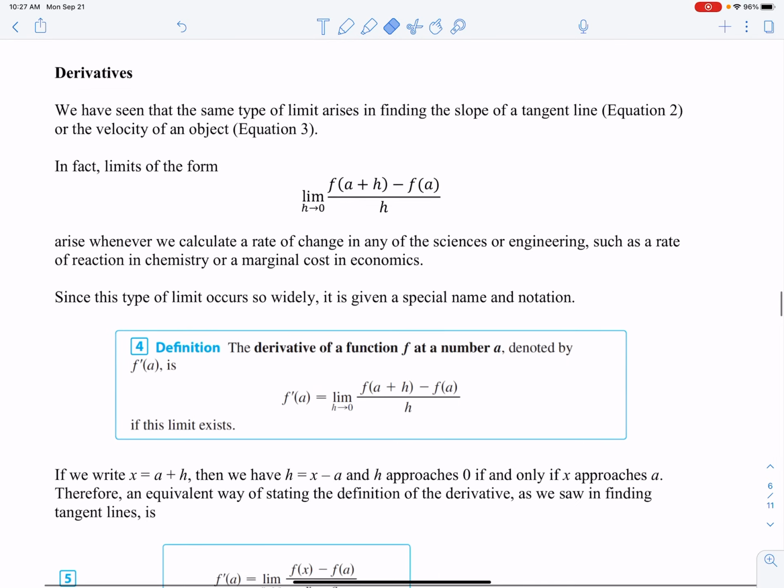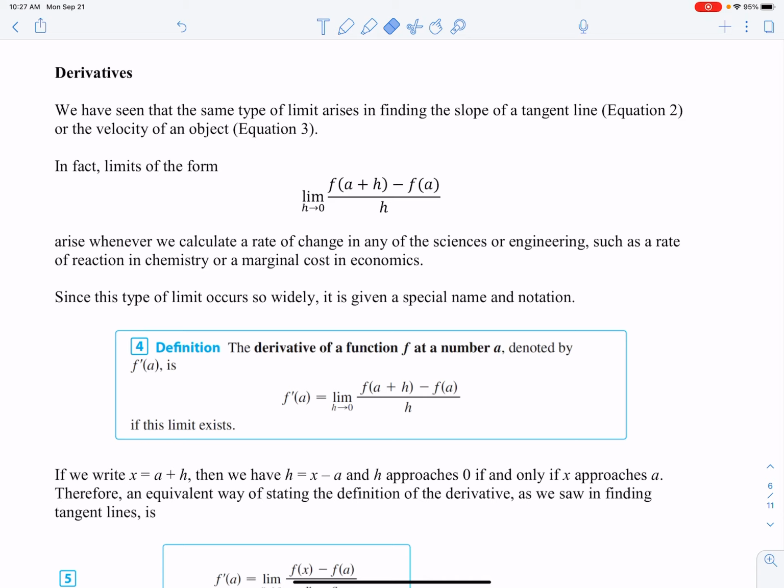Okay. So finally, derivatives. Derivatives are one of the biggest concepts in calculus. Again, when you hear the word derivative, you think of the word slope, right? Rate of change. We've seen that the same type of limit arises in finding the slope of a tangent line or the velocity of an object. We just did that a couple times. In fact, limits of this form here, the limit of the difference quotient, arise whenever we calculate a rate of change in any of the sciences or engineering, such as rate of reaction in chemistry or marginal cost in economics.